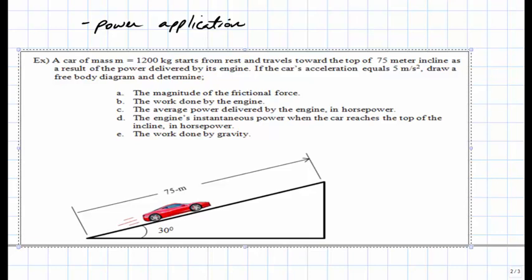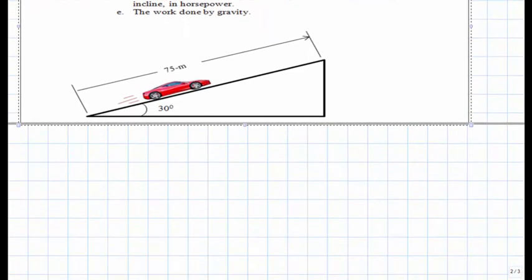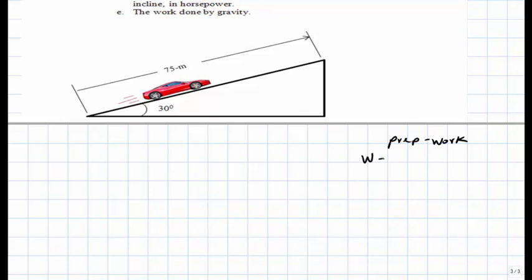The first thing to note is that we have a car on an incline, and therefore we have to do some prep work in order to determine Wx and Wy. Of course, the weight is just given by mass times gravitational acceleration. The mass of this car is 1,200 kilograms times 9.8, and that yields 11,760 newtons for the weight.